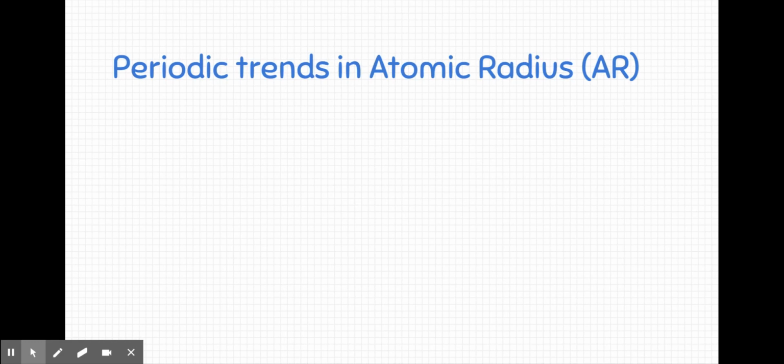So let's start off by looking at atomic radius. Now, we imagine the atom to be a sphere, essentially. So something that's spherical in shape, you can describe how large it is by talking about its volume, or you can talk about its diameter, or you can talk about its radius. Any of those measurements would give us a description of how large the atom is.